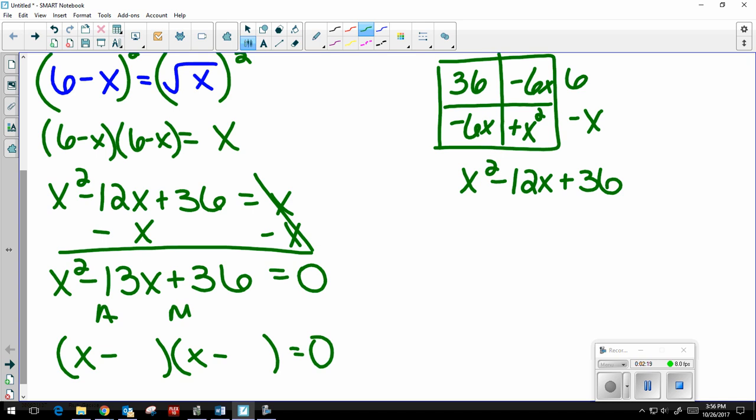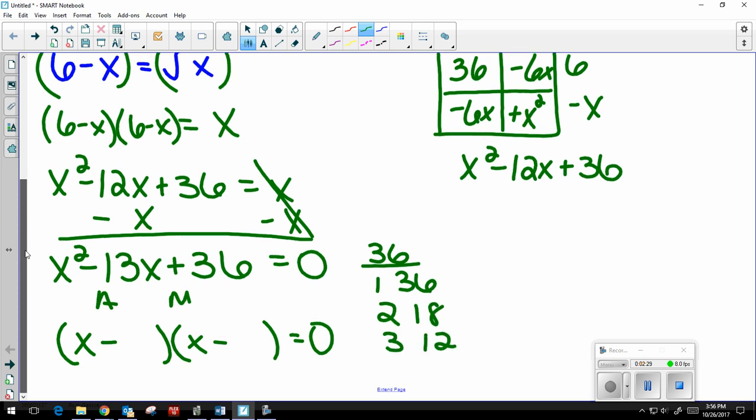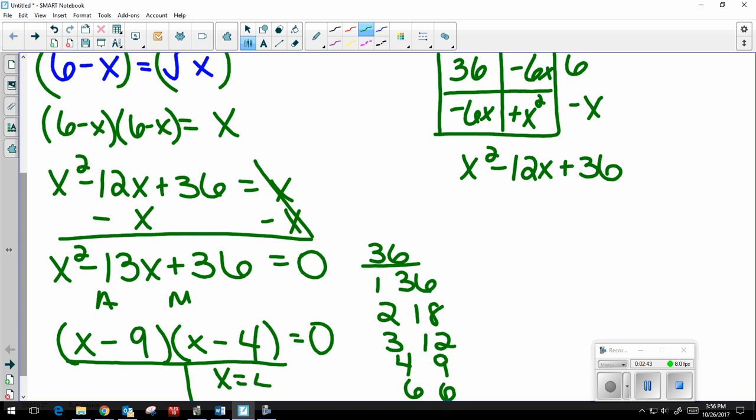the factors of 36. If you need to write it out on the side, you can. 1 and 36, 2 and 18, 3 and 12, 4 and 9, or 6 and 6. Which pair is going to give me 13? So it's going to be 9 and 4. I'm going to tee off. I'm going to get x equals 4 and x equals 9.